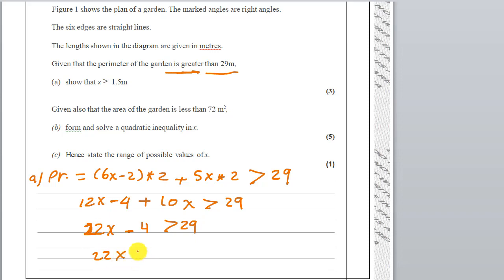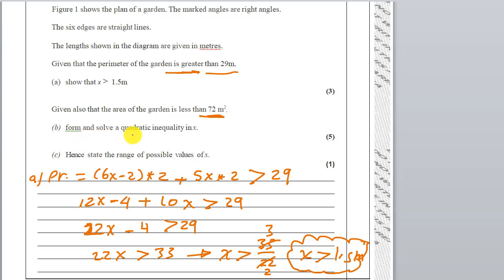So 22x is bigger than 33. So from here x is bigger than 33 divided by 22. So x bigger than 3 divided by 2, which is 1.5. So x is bigger than 1.5 meter. Given also, you must add meter here. Given also that the area of the garden is less than 72 meters. So the area is less than 72.